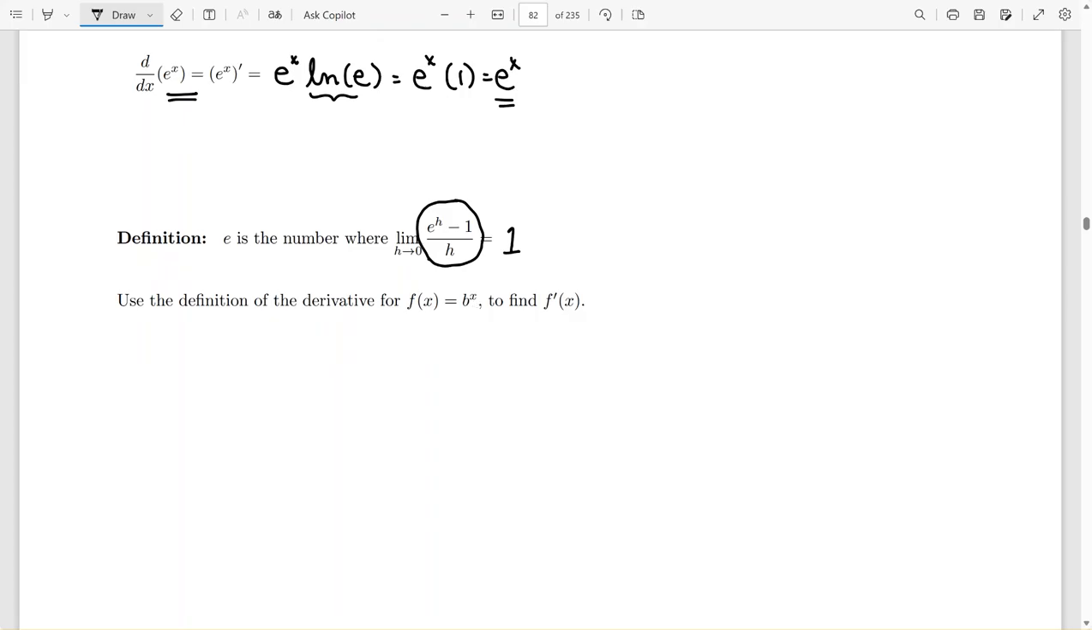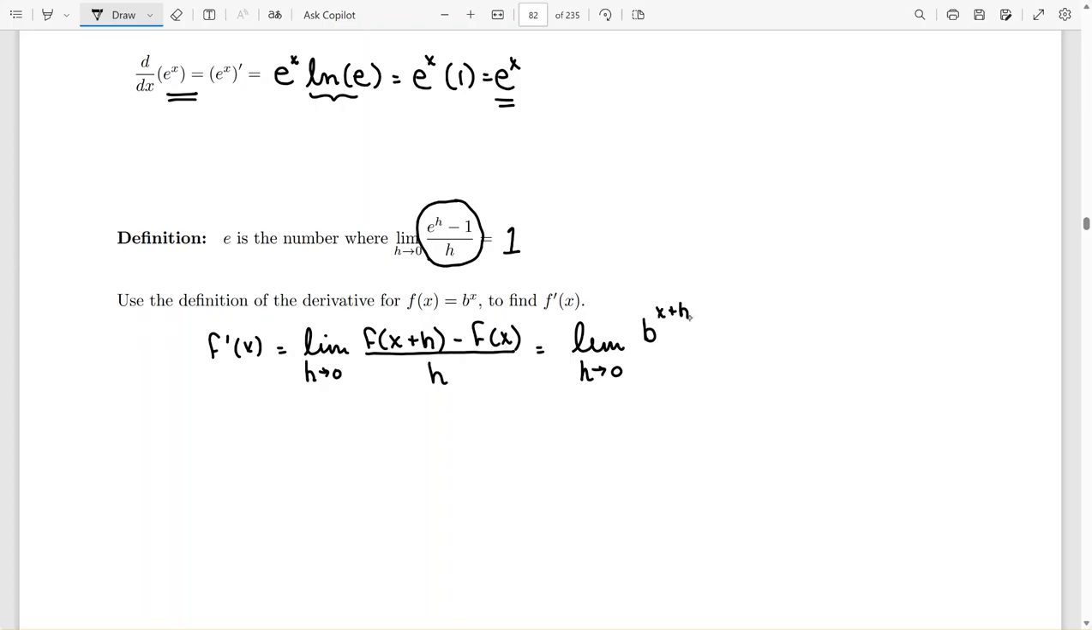Keep in mind we already saw what the answer was, but if we use our limit definition, remember it's the limit as h approaches 0 of f of x plus h minus f of x divided by h. Our function is b to the x. So where there's an x, I'm going to be putting in x plus h. Keep including the words limit as h approaches 0. So this is b to the x plus h minus b to the x, all divided by h.